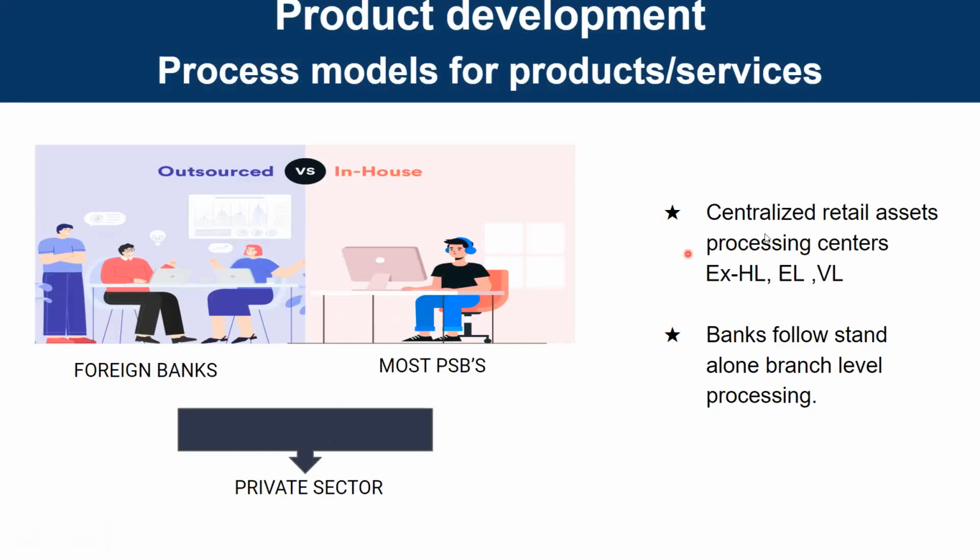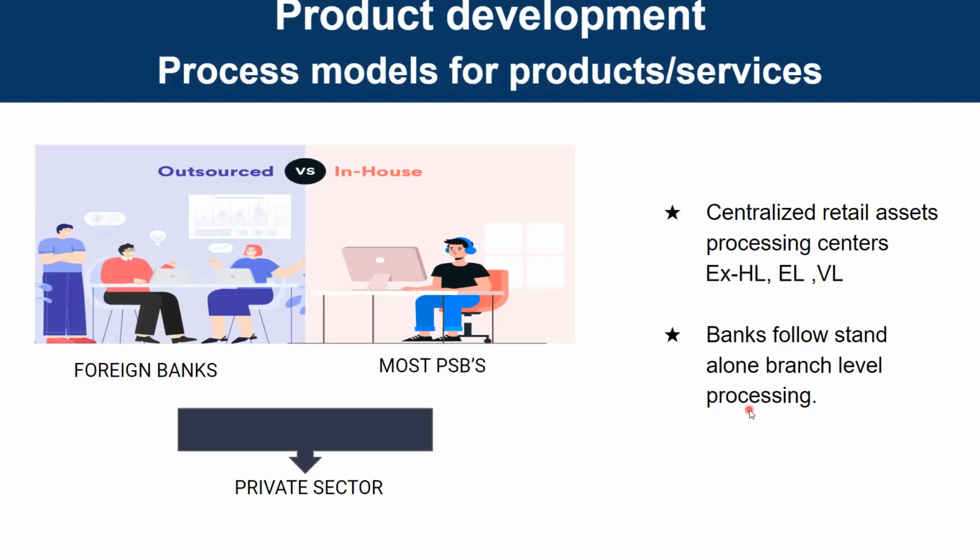Here, we should also learn something called centralized retail assets. Centralized retail assets is where some of the retail loans, education loans, vehicle loans, and especially four-wheeler loans are given to the retail asset hubs. We are just sourcing it, and we are just handing over the processing part to the retail asset hubs.